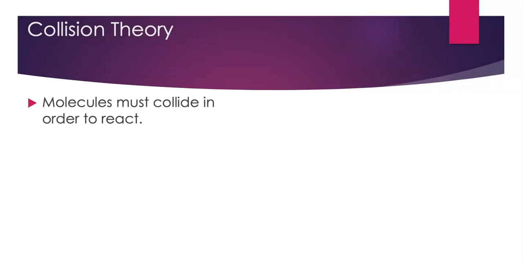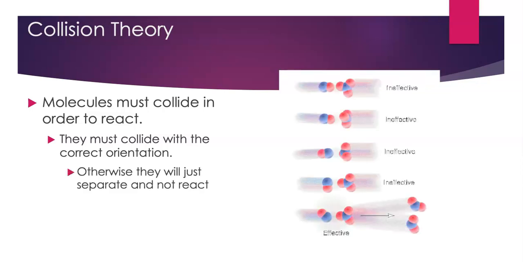In order for reactions to occur, collision theory tells us that first the particles have to collide, all right? But that's not enough. Just colliding isn't sufficient. They have to collide with a particular orientation. And if they don't have that correct orientation when they collide, they're just going to separate and nothing's going to change, all right? And so that's what is shown here in this illustration.